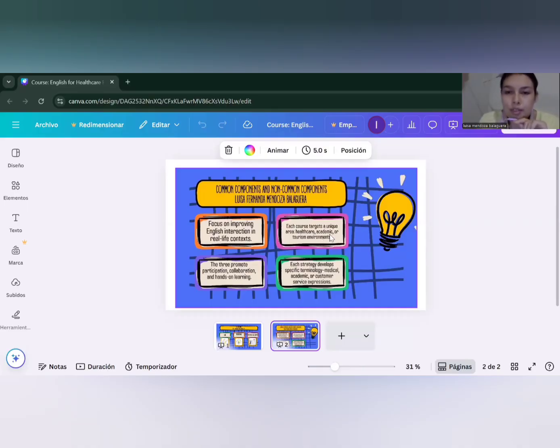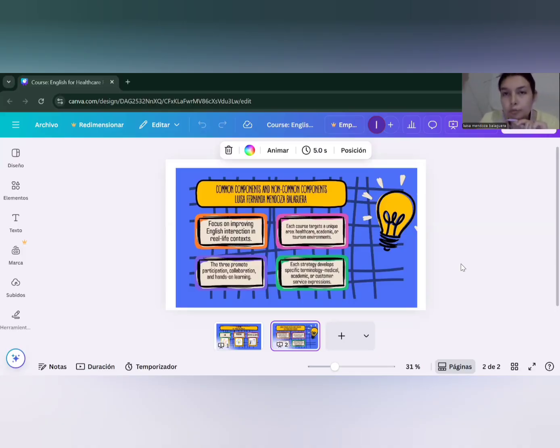Each course starts in a unit area: healthcare, academic, or tourist environment. This depends more or less on the goals and objectives of the people. Its strategies develop specific terminology: medical, academic, or customer service expressions. Obviously, this depends on the needs of the students, because some of them are doctors and nurses. This depends on the area, and on many things.